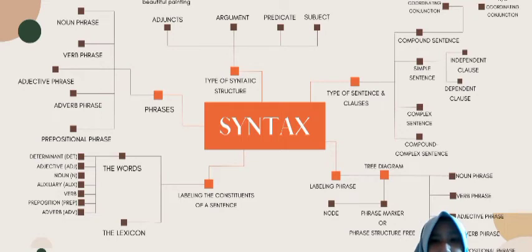And the last is the prepositional phrase. A prepositional phrase is a phrase headed by a preposition. It can function to modify a noun phrase or a verb phrase. A prepositional phrase can act as an adjective phrase or an adverb phrase. For example, the farmer from Malang is going into the store. So there are two prepositional phrases in the sentence, from Malang and into the store.